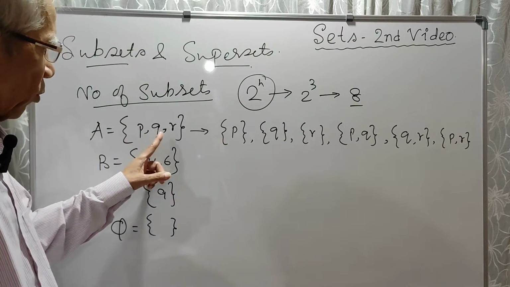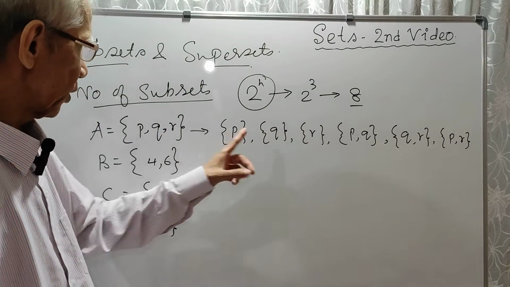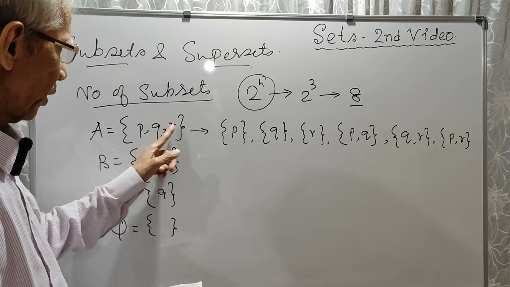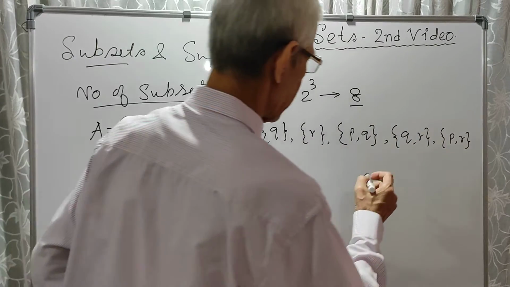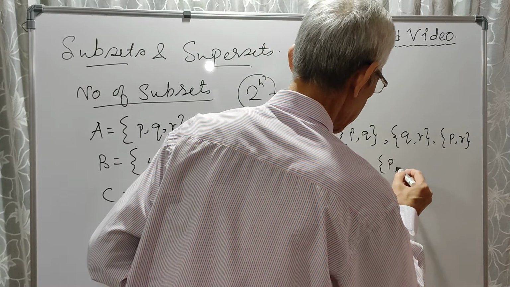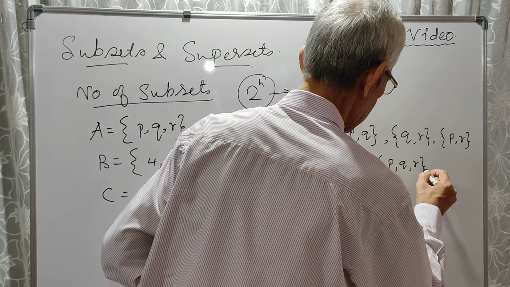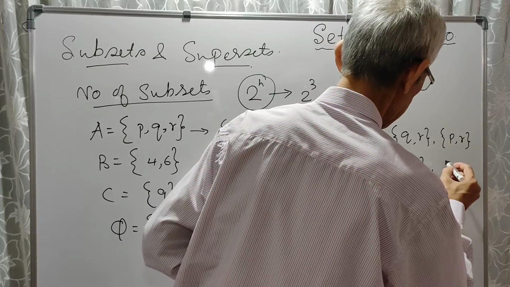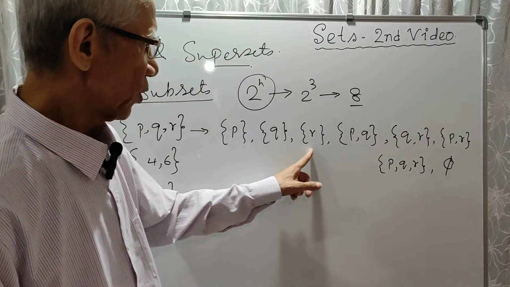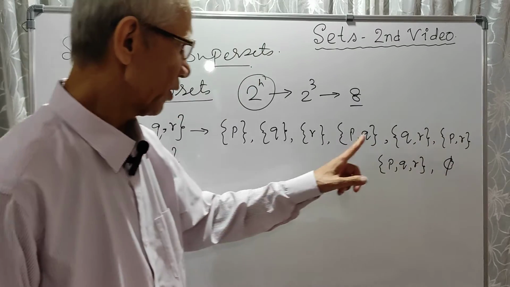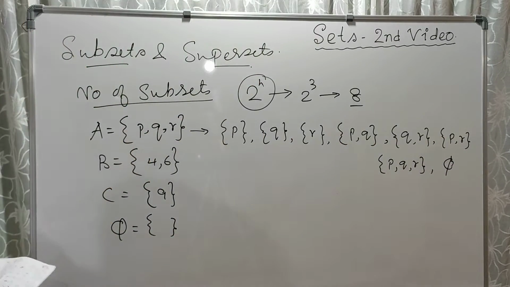So, taking 1 element each, P, Q, R, then taking 2 elements each, PQ, PR, QR. Then all the 3 elements, that means PQR. And of course, the null set. See how many? 1, 2, 3, 4, 5, 6, 7, 8. So these 8 are subsets of A.